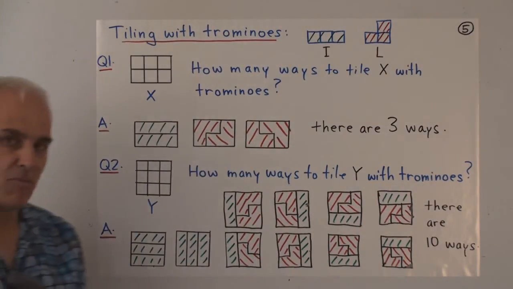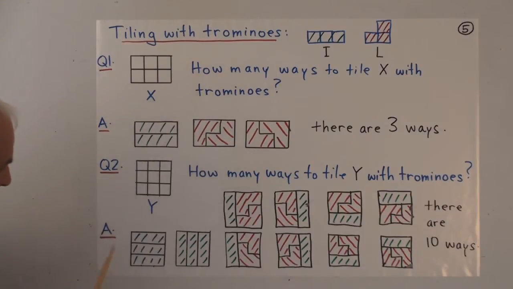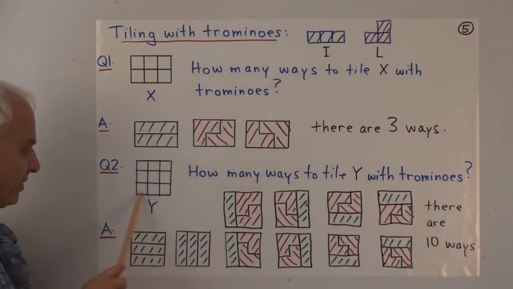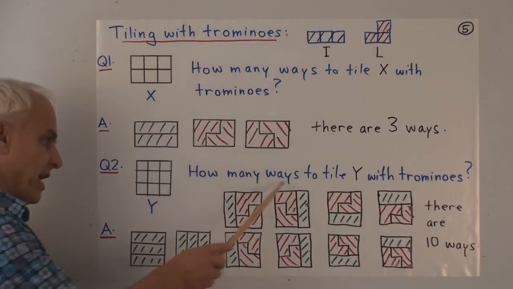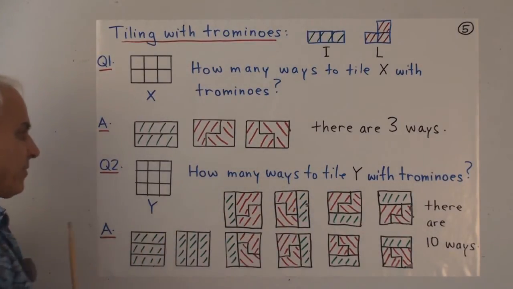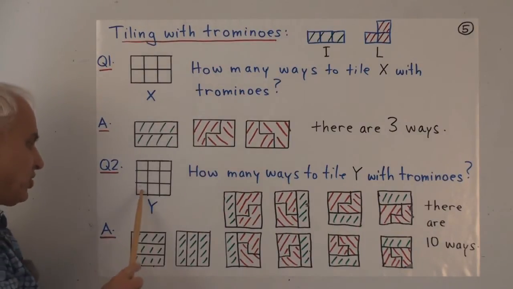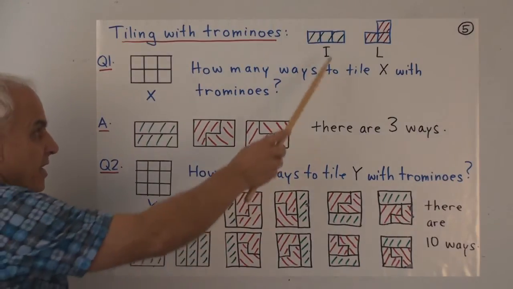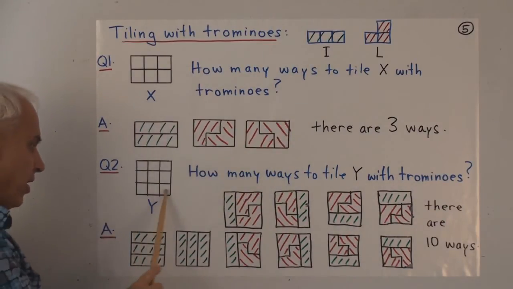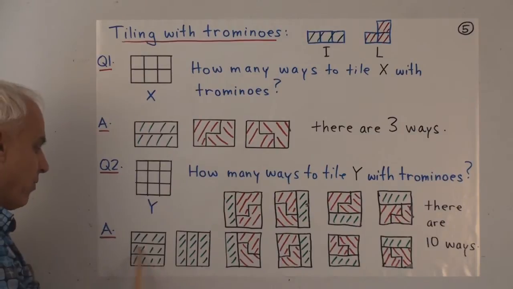All right, how about a little bit more sophisticated question? Let's have a look at a 3 by 3 square. How many ways can we tile this thing with trominoes? Well, one way would be to use the I tromino along layers. So one there, and one there. Another would be to stack them vertically like this.